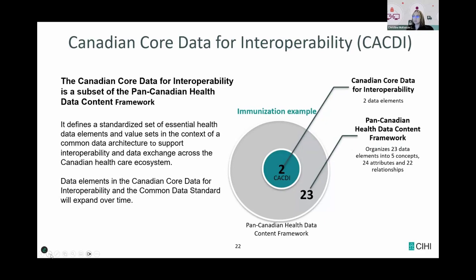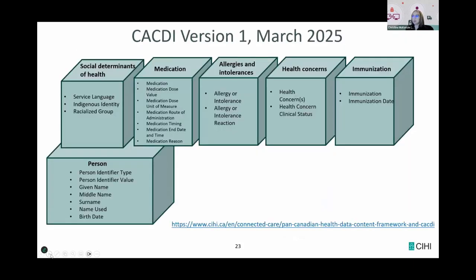So if you look at the screen right now, you'll see the immunization example. Within the larger framework itself, we have 23 data elements, but of those 23 data elements at this time, there's only 2 that are part of the CCDI. These are the 2 data elements that have been identified as being core for interoperability. And similarly to the iterative approach that we're taking for the Pan-Canadian Health Data Content Framework, as we expand on the scope of the content within the framework, so will the Canadian Core Data for Interoperability.